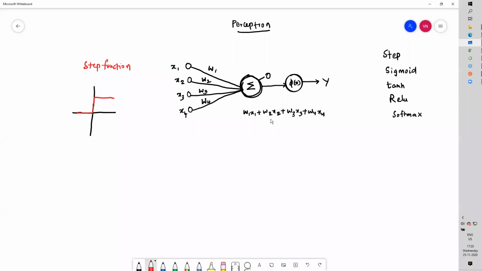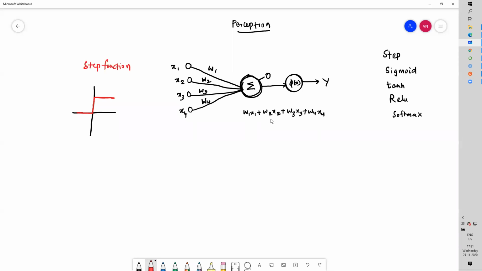As long as the input is negative, it will not give any output. It would give the output as 0. The moment the input is 0 or positive, it would give a unit step as the output. So this is how a step activation function will work.